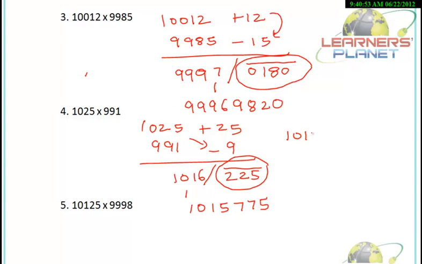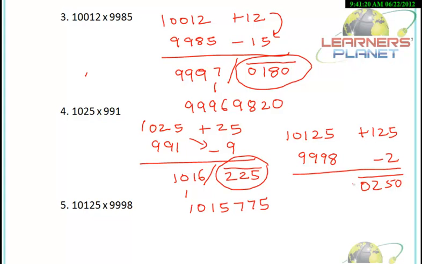It's 10,125 into 9998. Further we have to choose the base as 10,000. So it is plus 125 from 10,000 and it is minus 2. Now 125 into 2 we will be getting 250. But there are 4 zeros in the 10,000, so we put one more 0 over there and the entire calculation will be negative, as we have already discussed.